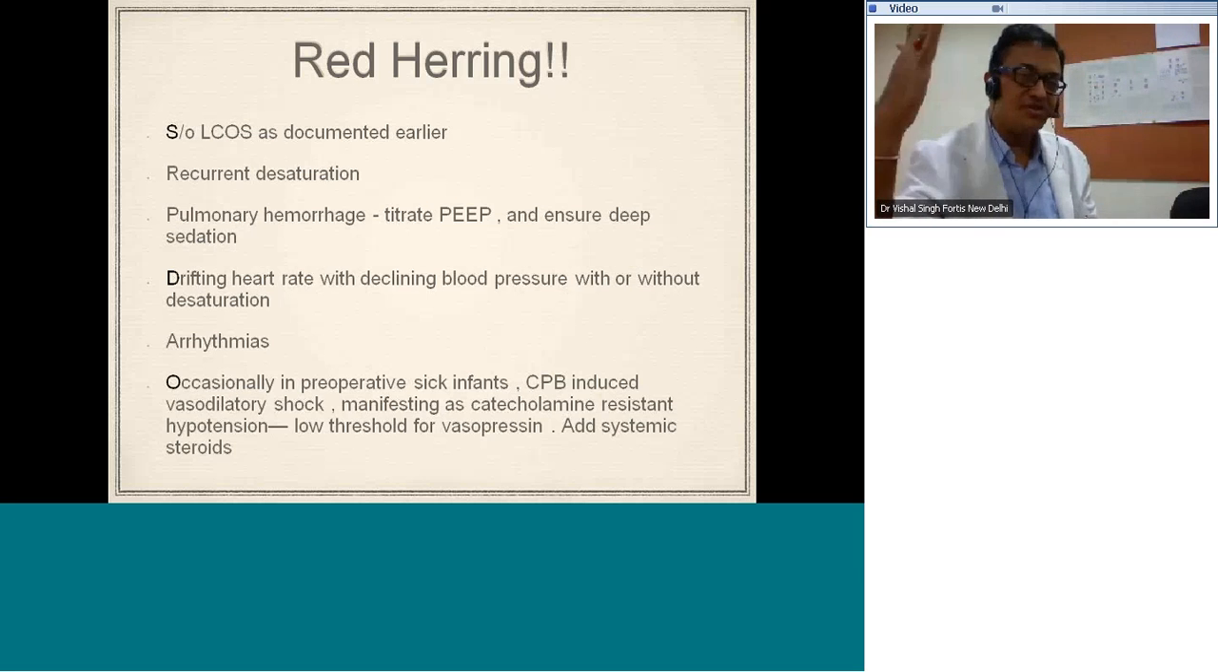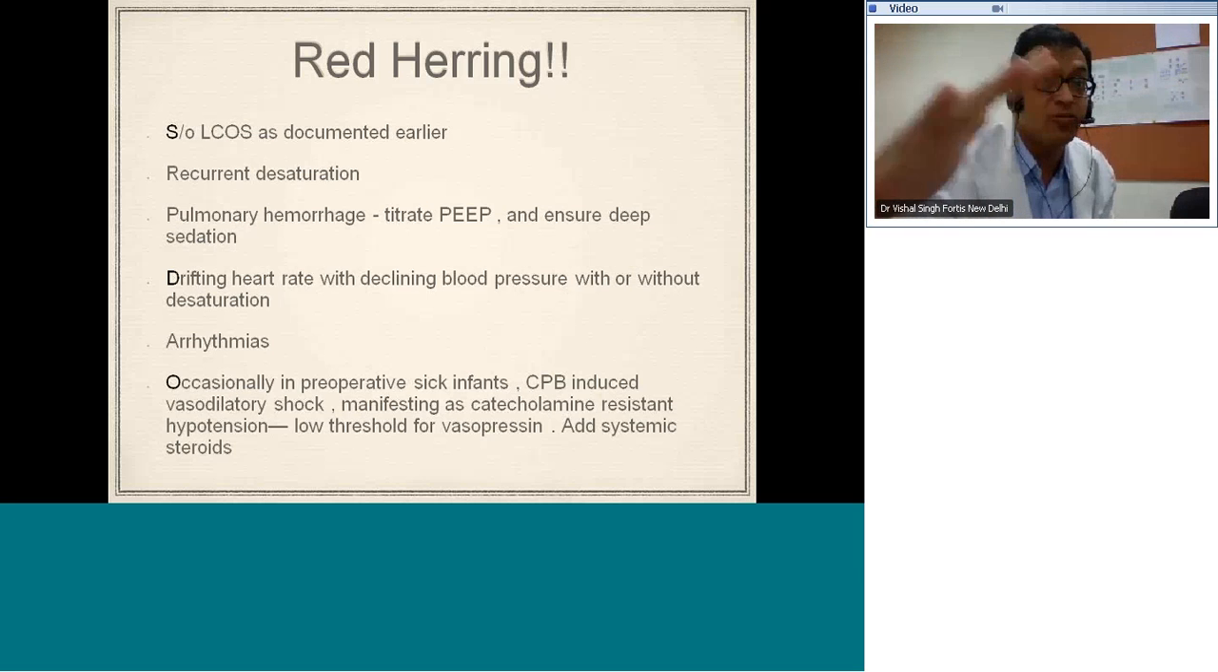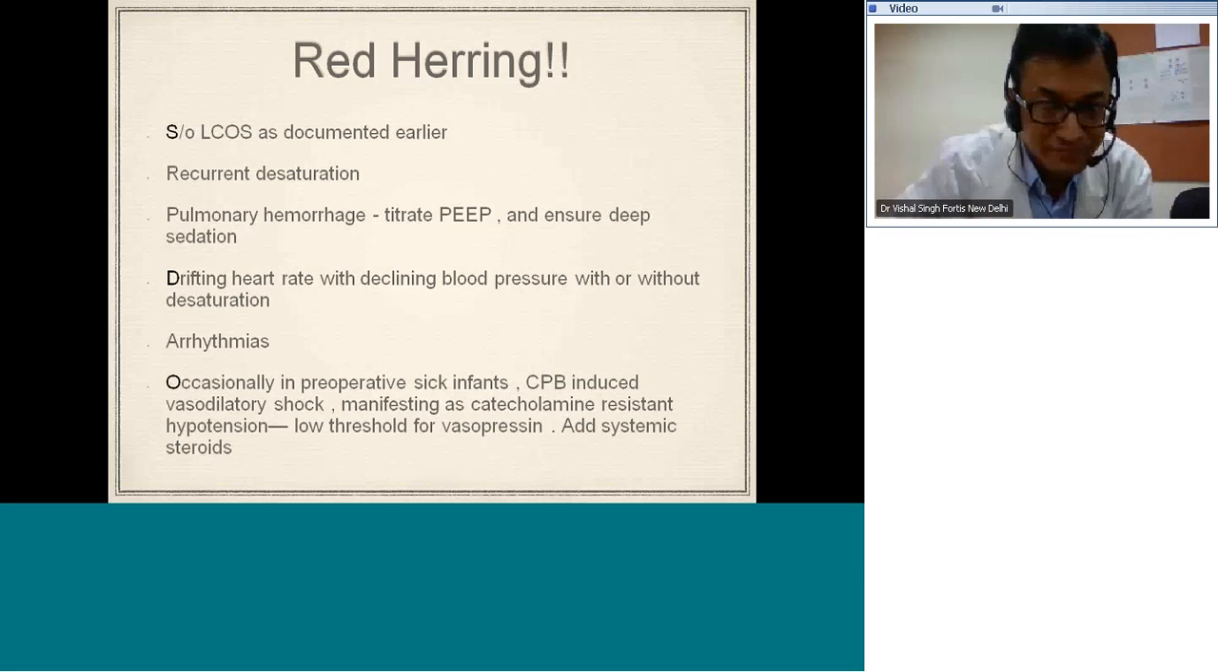The signs of ulcers are already documented. Low cardiac output state is also common. In both of them, low cardiac output state can happen, but there you can give more volume, here you cannot give volume; you have to titrate inotropy, pressure, and inodilators. If there's recurrent desaturation, it is an indication that the patient likely has severe PH, and pulmonary hemorrhage is further confirmatory. In that situation, you may have to use PEEP occasionally on a higher side to control the pulmonary blood pressure and ensure deep sedation.